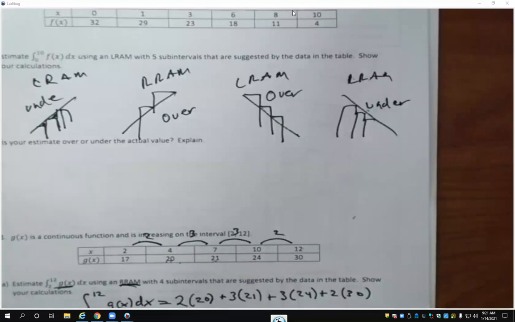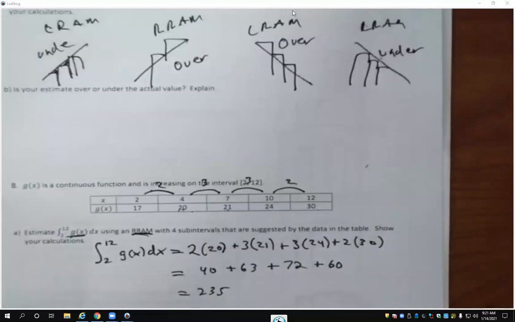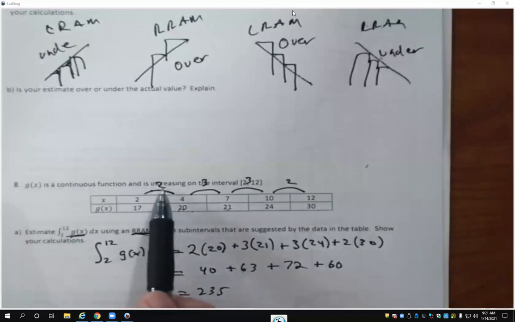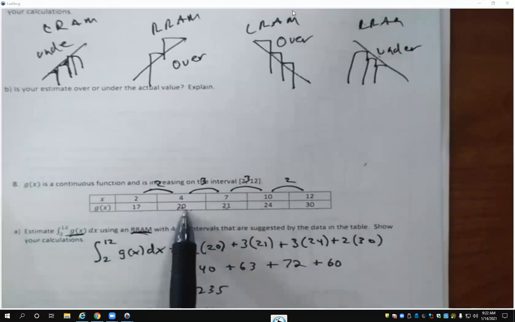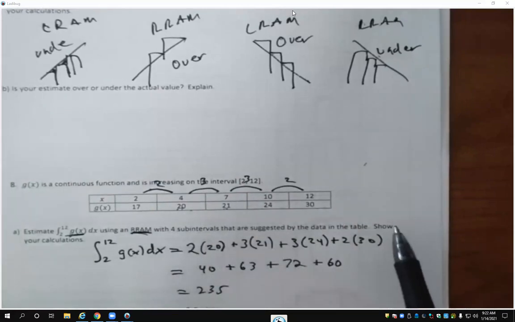What I want you to do is every time you get to a problem and it asks you if you are over or under, it's going to tell you if you're increasing. And if it doesn't tell you you're increasing, you can just look at the table. 17, 20, 21, 24, 30, we're increasing.